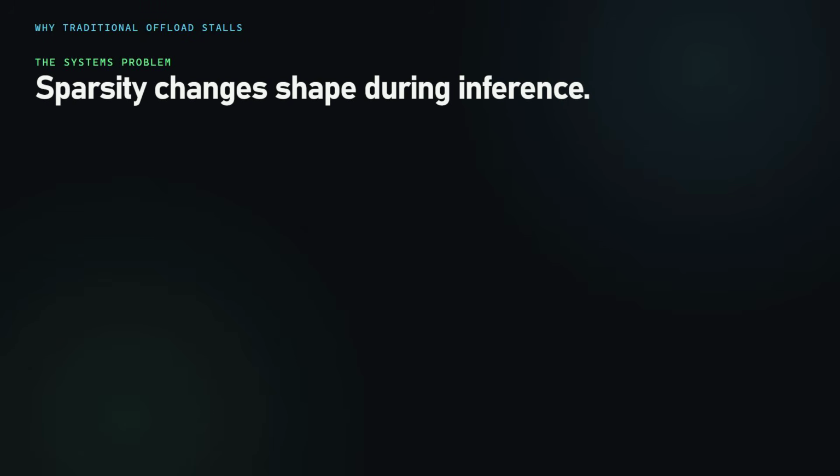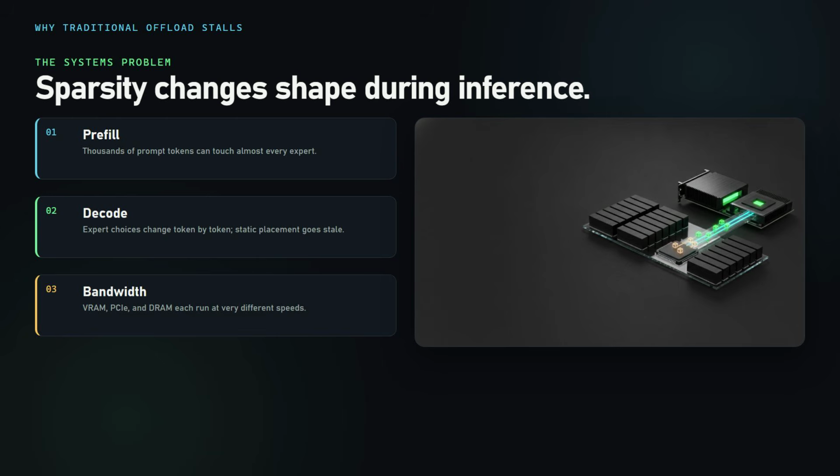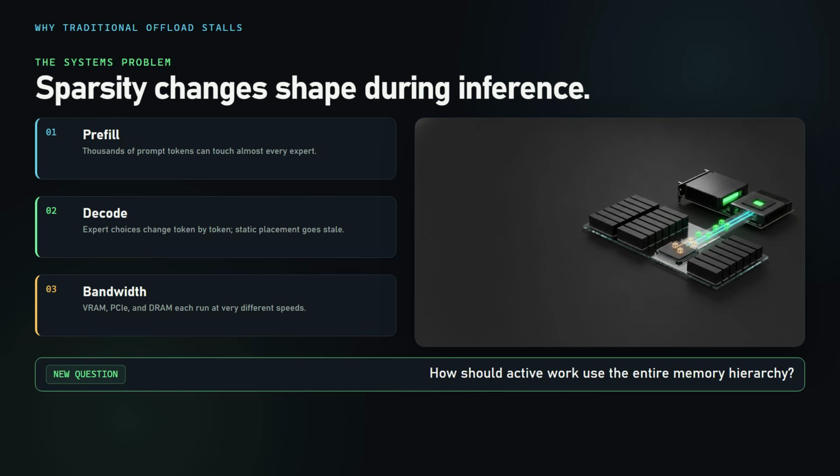Why is this hard? During prefill, thousands of prompt tokens can touch almost every expert, turning model sparsity into a massive PCIe transfer. During decode, expert choices change token by token, so a fixed placement gets stale. And consumer CPUs read system memory far more slowly than modern GPUs read VRAM. Traditional offload can leave either the GPU, PCIe link, or CPU underused.